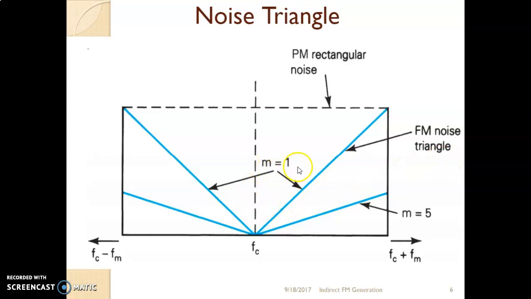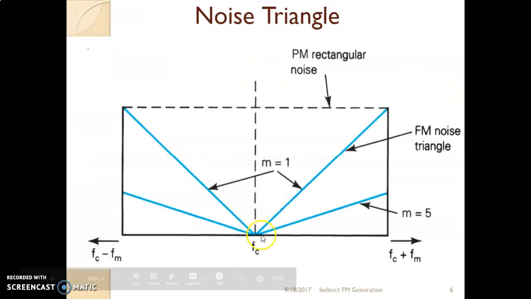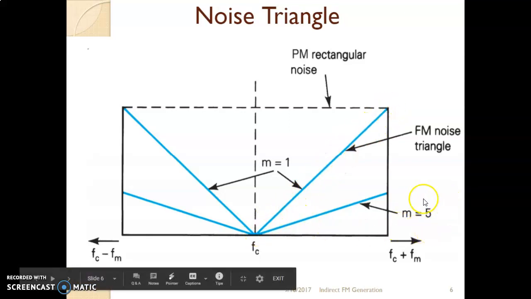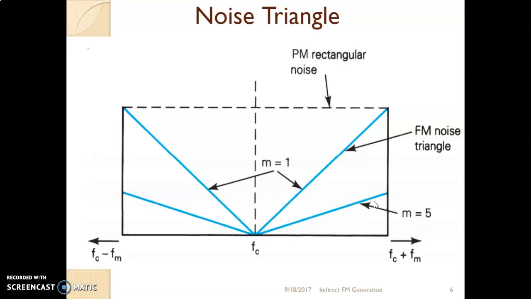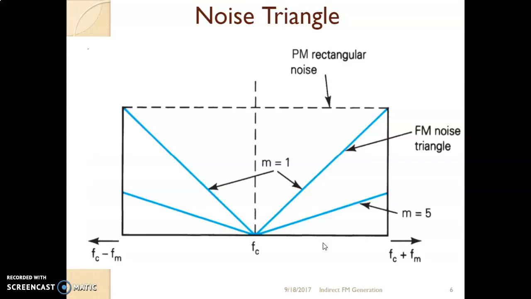You can see that m equal to 1 means a lower modulation index. As per the previous formula, when the modulation index is low, the signal frequency is high. Therefore, for m equal to 1, the noise is affecting more. This is the signal to noise ratio, and you can see it is higher. For m equal to 5, the graph has lower noise, meaning the signal frequency is lower. This shape looks like a triangle, and it is a plot of frequency versus signal to noise ratio, or you can say frequency versus noise. From this graph we can say that higher modulating signal frequencies are more affected by the noise as compared to lower modulating signal frequencies.